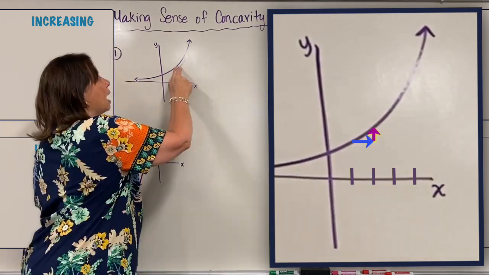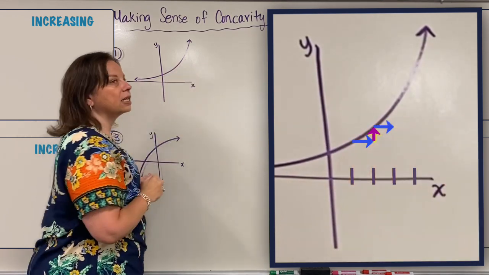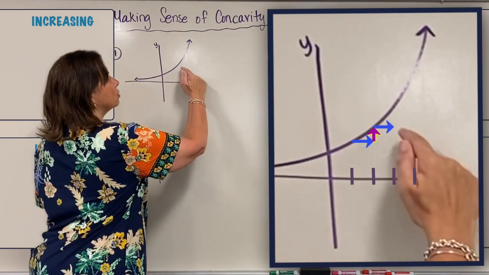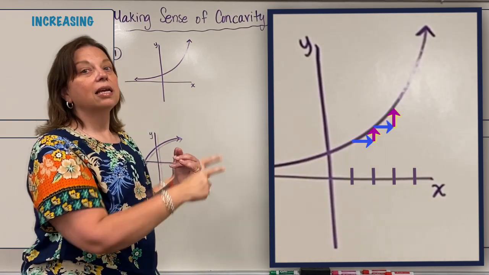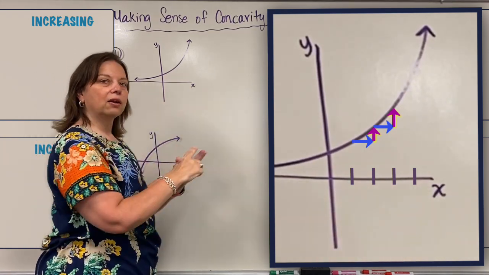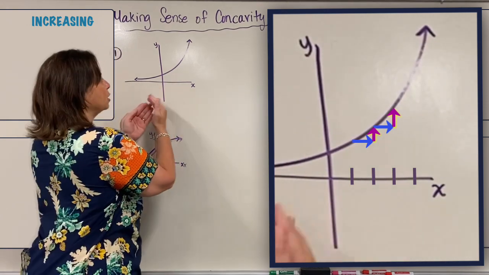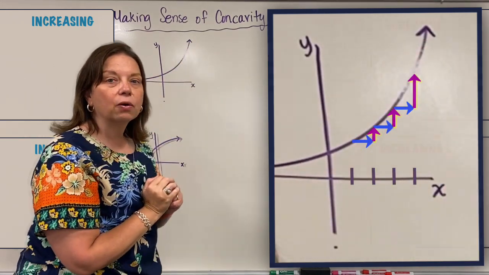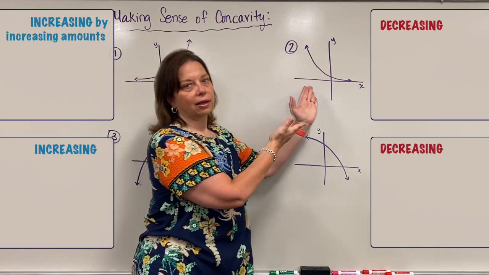Let's replicate that. Let's imagine X increases again by the same amount as the previous increase. But now what's happening to the Y values? Still increasing, but this time the second increase is larger than the initial increase. So as a result, we would say this graph is not only increasing, but it's doing so by increasing amounts. As we carry on in X, we get larger and larger increases in the Y values, thus increasing by increasing amounts.